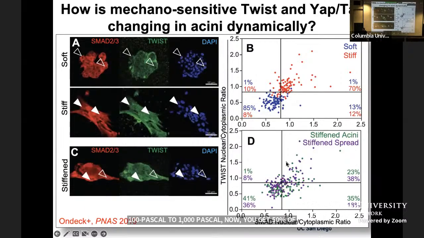whereas in the stiff microenvironment, everything is relatively nuclear. Now, if we do the same experiment in the dynamic environment, one thing that I think you'll find interesting is that the differences then become a bit muddled. The acinar cells and the cells that undergo EMT now don't segregate themselves in terms of their nuclear to cytoplasmic ratio.